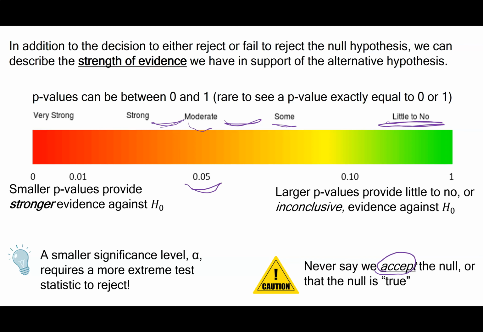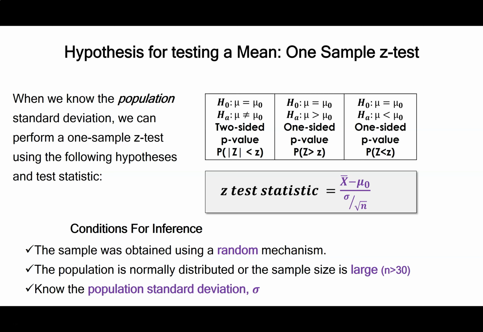So here, hypothesis testing for a mean. We're looking specifically at a z-test, so we know what sigma is. If we know the population standard deviation, sigma, we can perform a one sample z-test. So we can take our sample mean minus the claimed value over sigma over the square root of our sample size.